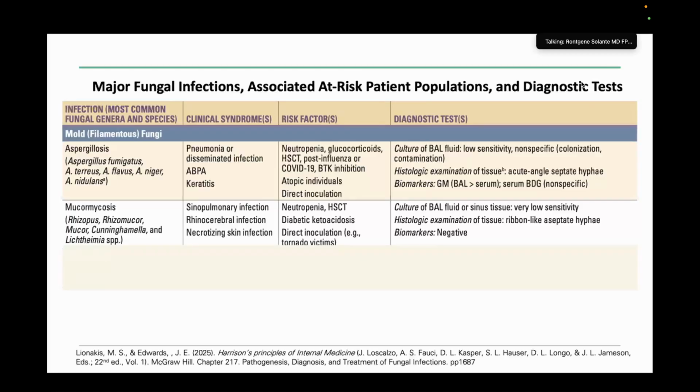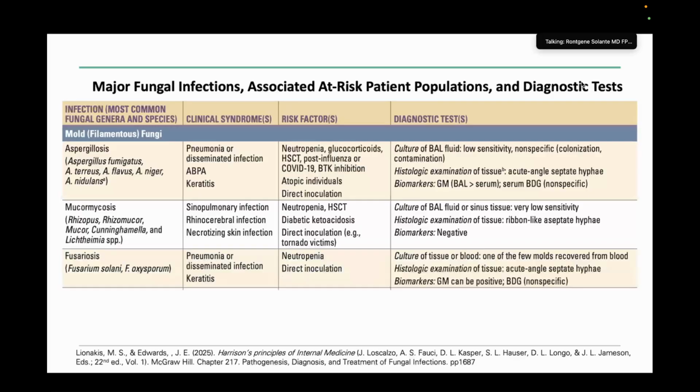Okay, so again, if the patient presents with signs of pulmonary infection, the best specimen to send for examination is the culture of your bronchoalveolar lavage, either using the pulmonary fluid or the sinus tissue, though low sensitivity but highly specific. But again, histologic examination will be very helpful because it will appear like a ribbon-like aseptate hyphae. Now, there's no biomarker available for the diagnosis of mucormycosis.